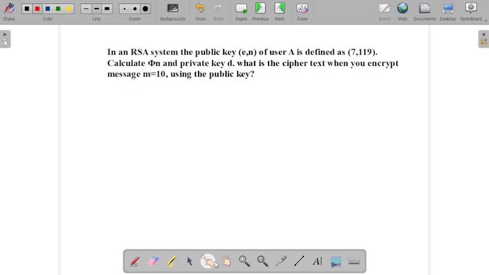Hello everyone, in this video I will show you how we can solve the example using this RSA algorithm. So in the given example, in an RSA system, the public key, that is E, N, of the user A is defined as 7, 119. So 7, 119 is the key pair given. So we will consider it as E is equal to 7 and our value of N is equal to 119.